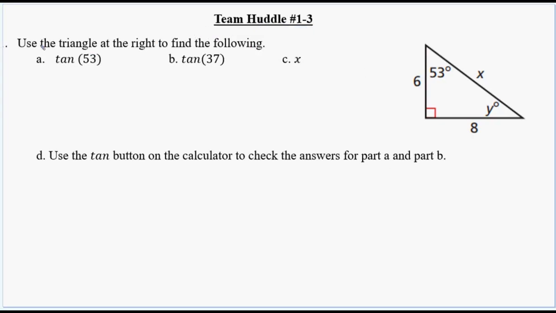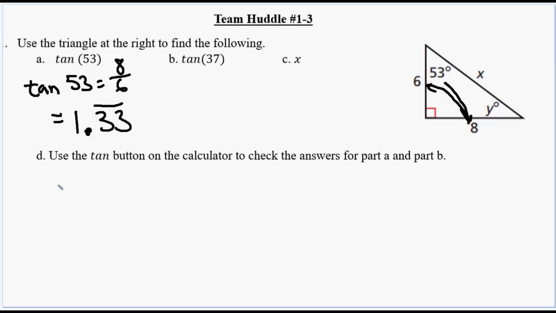All right, here in the first one, it says use the triangle at the right to find these. So the tan of 53, here we are at the 53-degree angle. Tan is opposite over adjacent. So that would be 8 divided by 6. And 8 divided by 6 would be a repeating decimal, about 1.33 repeating.